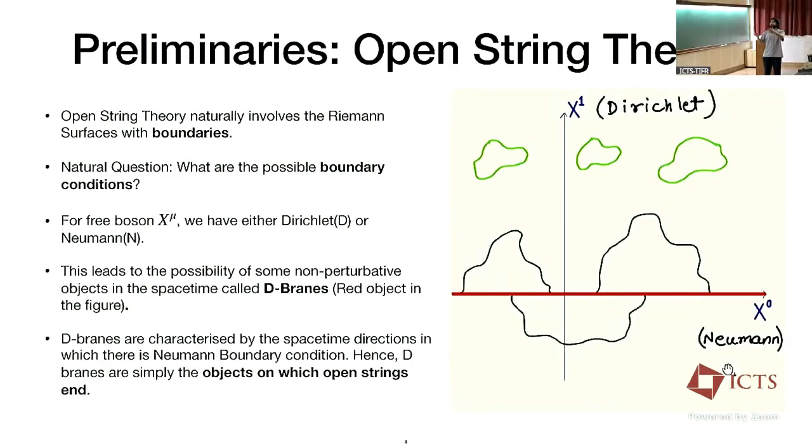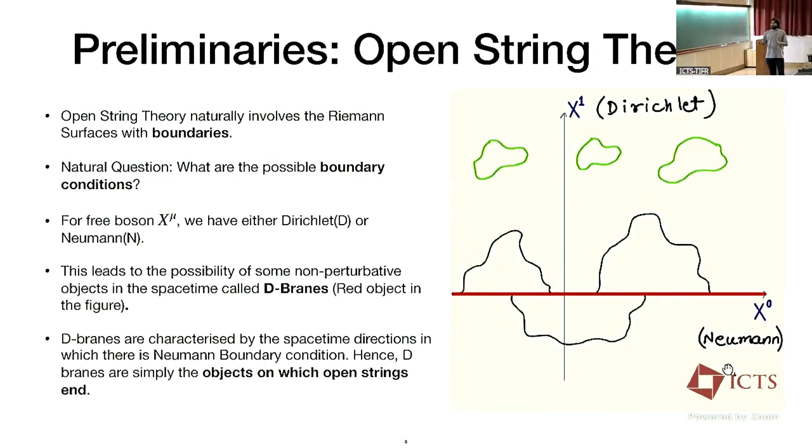Next part of the preliminaries, open string theory. That was for the closed string theories, where we had closed Riemann surfaces. Now we want to study the open string theories, so we have to have surfaces with boundaries. Open string theory naturally involves studying the embedding of Riemann surfaces with boundaries in some space-time. And now the natural question is, what are the possible boundary conditions? For the free boson, we have either Dirichlet or Neumann boundary conditions. And this leads to the possibility of some non-perturbative objects in the space-time called D-branes.